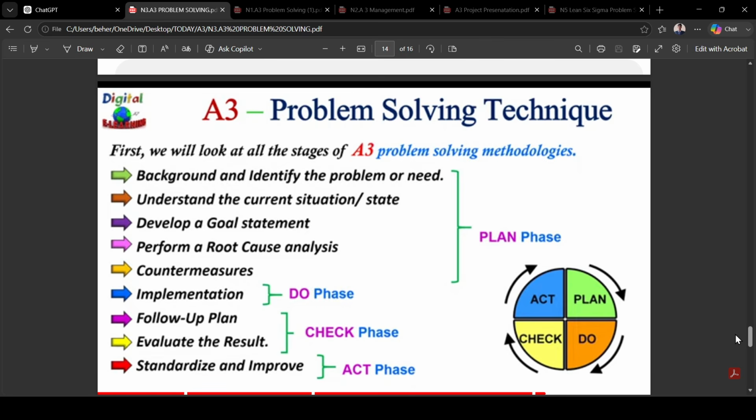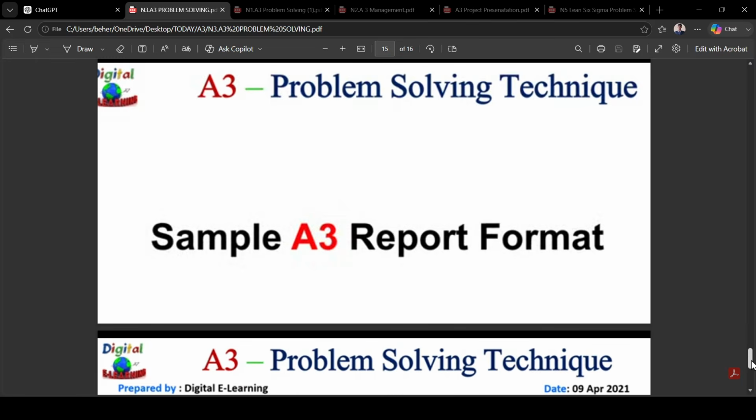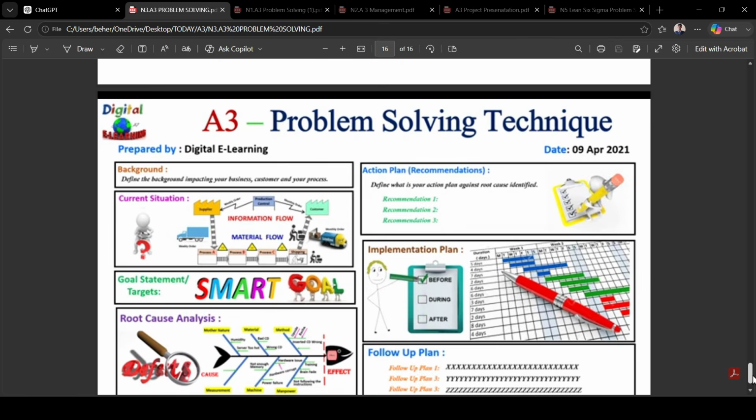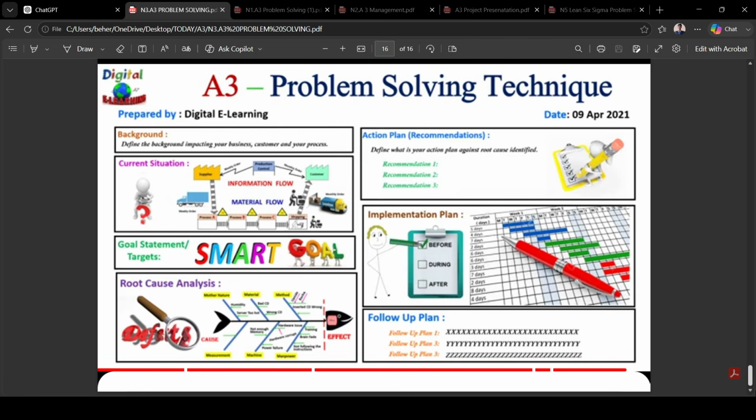So the plan phase covers the problem background through countermeasures, and then the do, check and act phases follow. So this is called the A3 problem solving technique. A sample A3 report format looks like that. That's the A3 problem solving format.